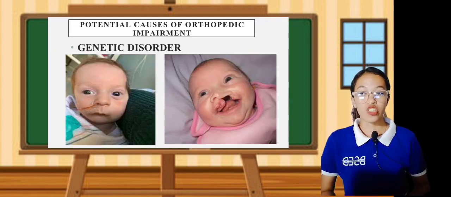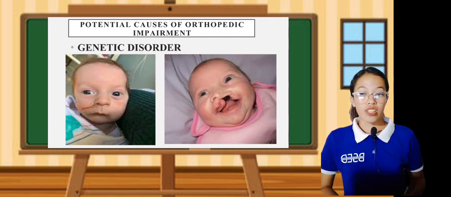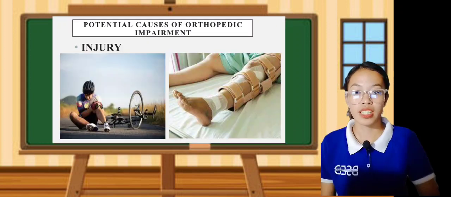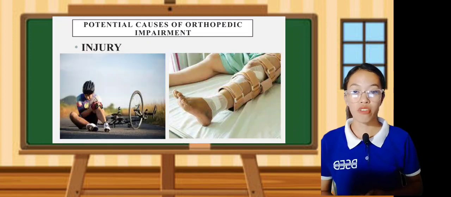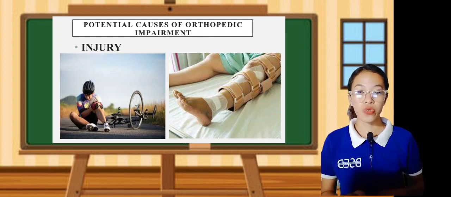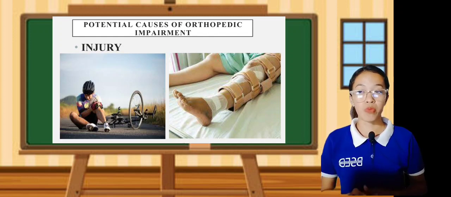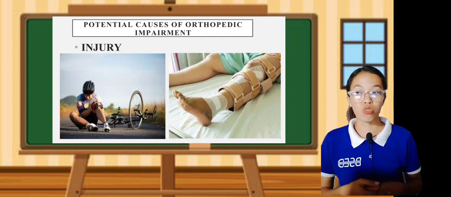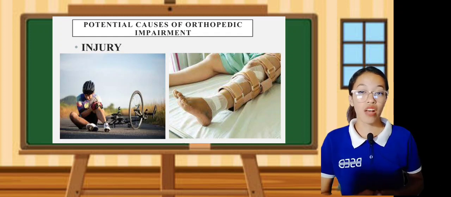And the next one is genetic disorder. Genetic disorder is a category of disease that includes certain types of birth defects, chronic diseases, developmental problems, and sensory deficits that are inherited from one or both of our parents. And the last potential cause of an orthopedic impairment is an injury. An injury is a term comprising such conditions as wounds, sprains, strains, dislocations, contusions, and compressions. In addition, it includes conditions resulting from extremes of temperature.